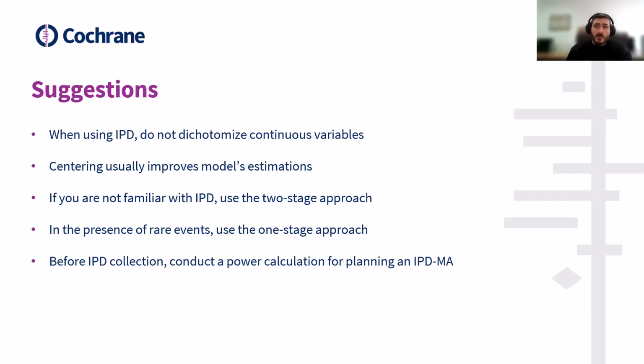Of course, in the presence of rare events, the one-stage approach is preferable since you can apply more sophisticated models. Lastly, before conducting an IPD meta-analysis, consider the added value of the IPD meta-analysis and whether you expect the IPDs to give different results. If the research question can already be answered, maybe it is not a good idea to conduct an IPD meta-analysis since it requires a lot of resources and is a time-consuming procedure. A power calculation may also help you plan an IPD meta-analysis and see if you expect to have enough power to reach a meaningful clinical decision.